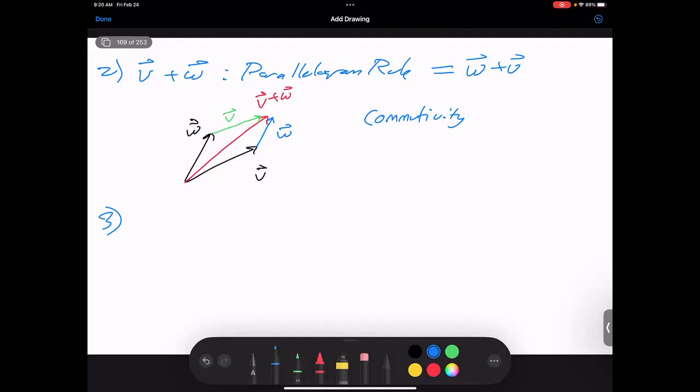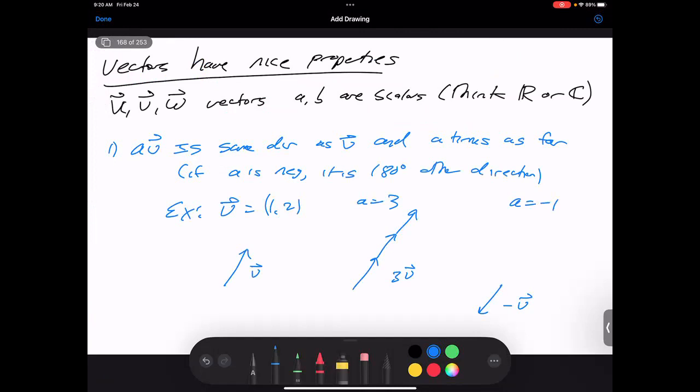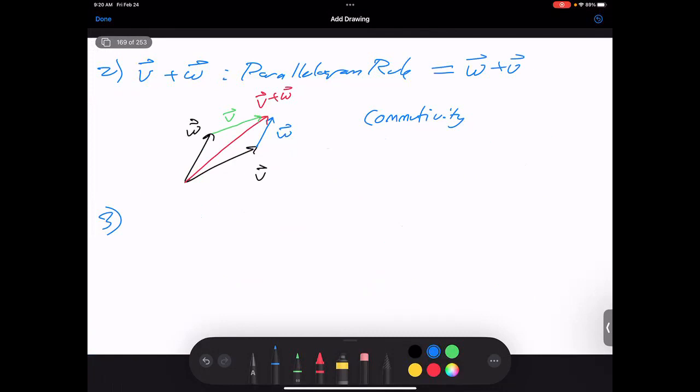So basically, instead of adding, we could do subtracting. And that's basically just using what we had a moment ago, that if we multiply by -1, we're just flipping the direction. So v minus w is just v plus -1 times w. Good. What else could we have? What other properties do you want integers to have when you're adding them? So one is commutativity. What else do we have?